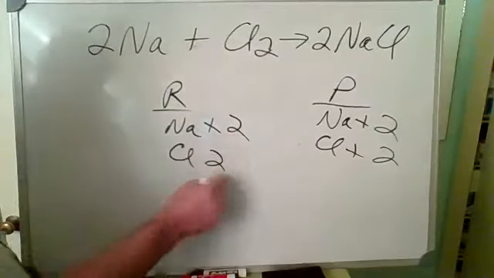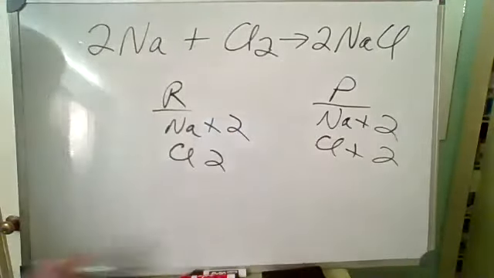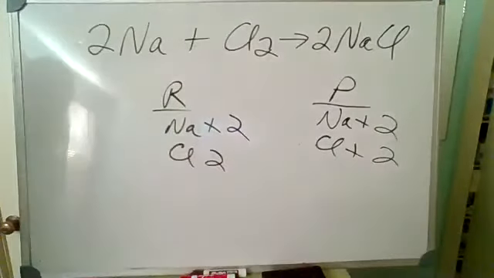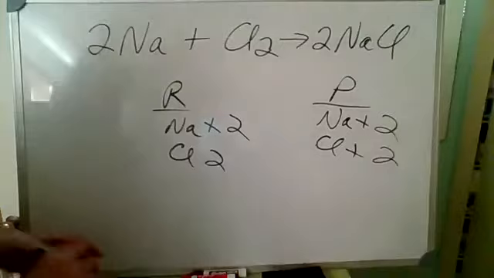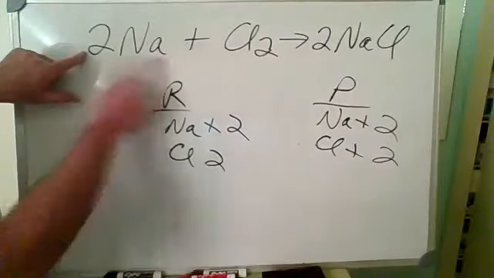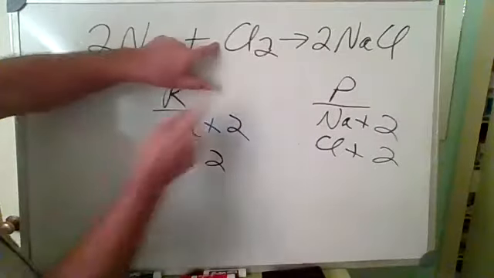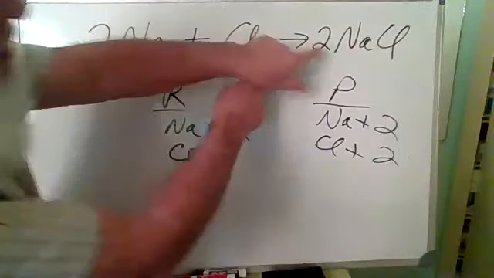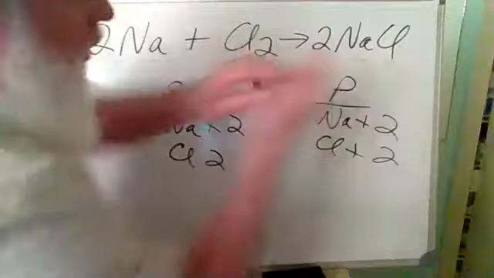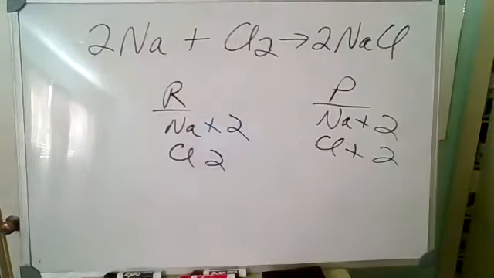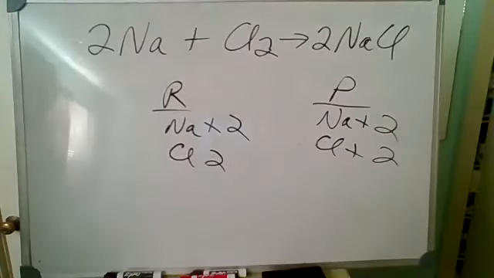Here I have 2, 2. But again, I promise you, you're going to make mistakes down here on the bottom, so we go up and check. 2 times 1 is 2 sodiums. 1 times 2 is 2 chlorines. 2 times 1 is 2 chlorines. We're done. Any question or comment?